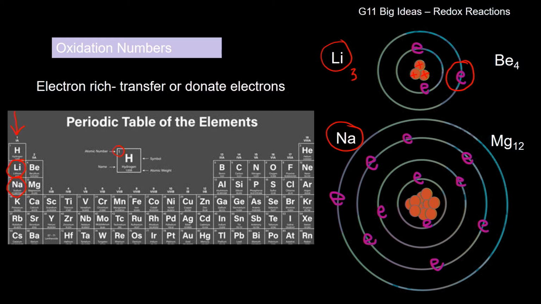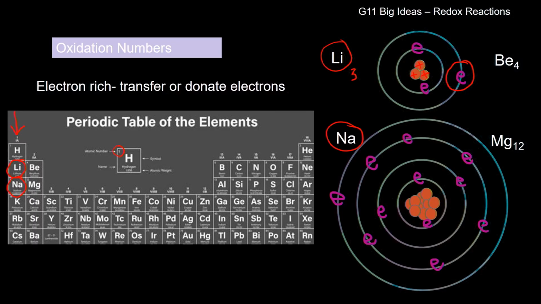Those electrons don't like to be on their own. They like to be paired. So what lithium is going to do, it's going to give its electron away. So it gives this electron away, and what happens? It becomes one electron less, and so the ion of lithium is lithium plus. It is a 1 plus ion.